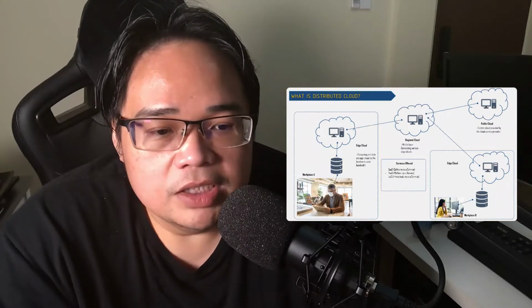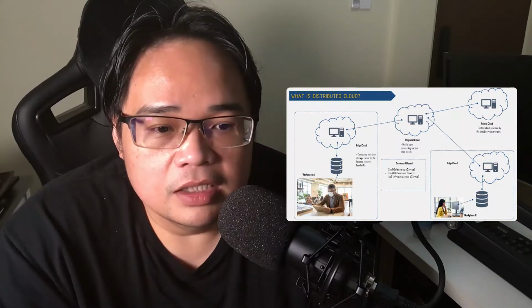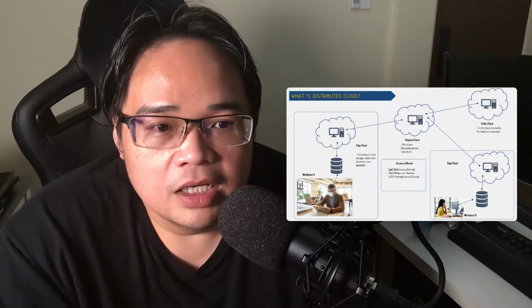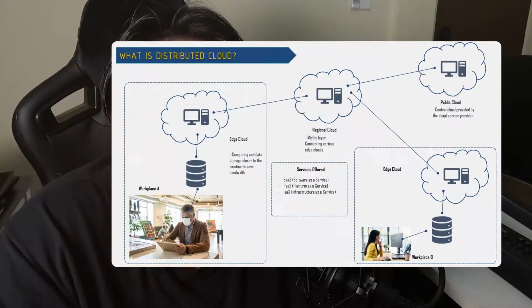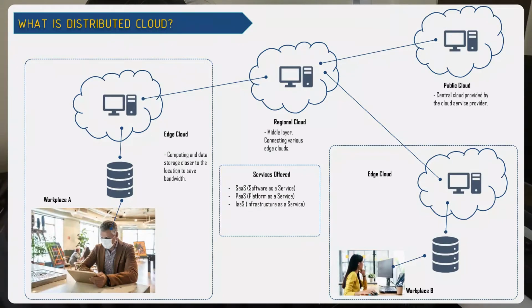So distributed cloud is an interconnecting cloud. For example, the edge cloud, whereby computing and data storage are closer to the location to save bandwidth. It's closer to the users. And the edge cloud will connect to the regional cloud, which acts as a middle layer connecting to various edge clouds. And the regional cloud will connect to the public cloud, the central cloud provided by the cloud service providers, which can be accessed from different regional clouds.